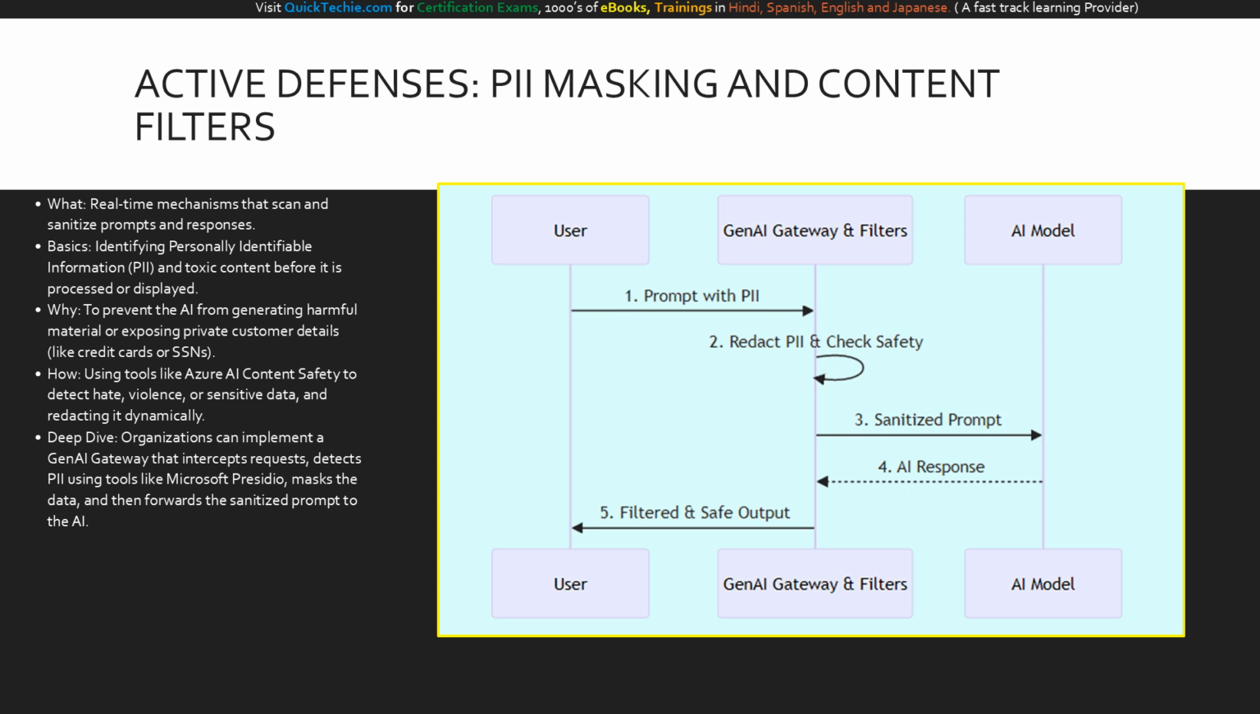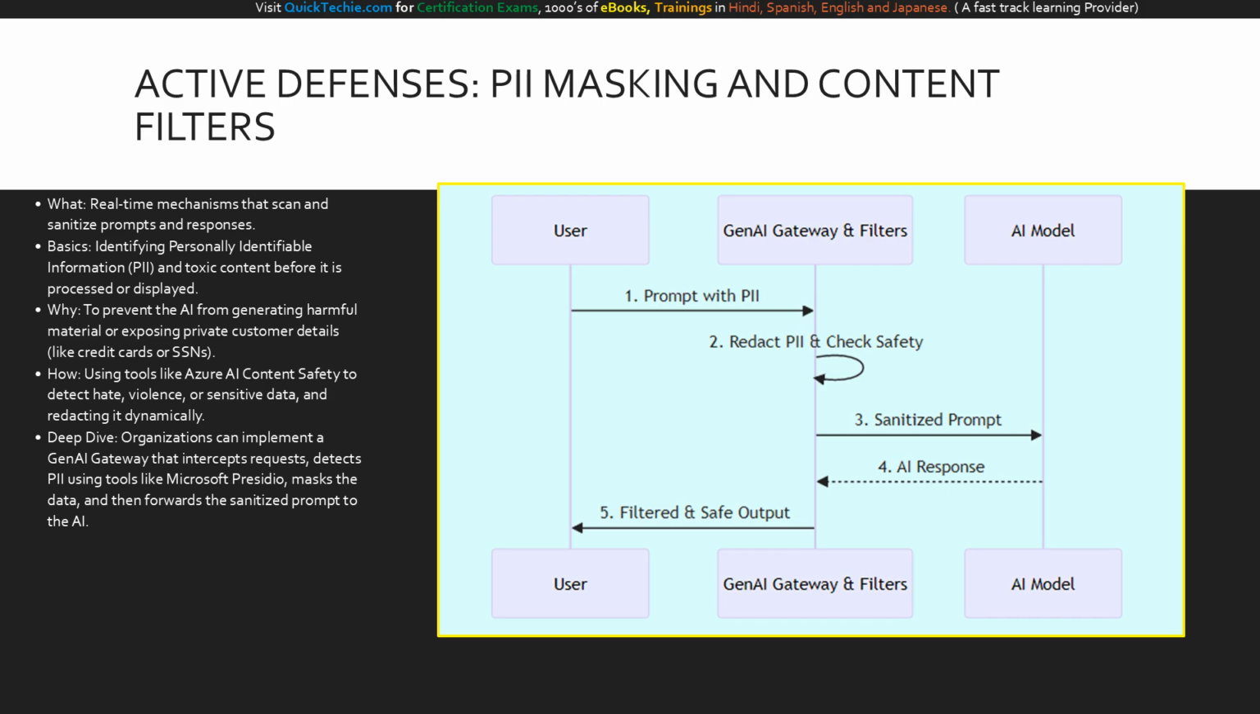This sequence diagram walks us through an active defense scenario. The user sends a prompt containing PI. Notice that the prompt does not go directly to the AI. Instead, it hits the GenAI gateway. Step 2 shows the gateway actively redacting the PI and running a safety check. Only the sanitized prompt, stripped of sensitive data, is sent to the LLM in Step 3.